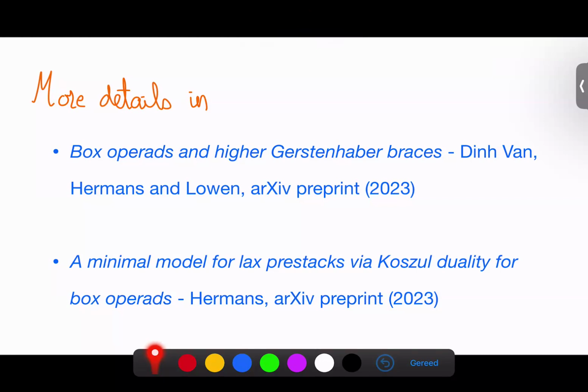Hi, thanks for the talk. I was wondering if you could clarify a bit this remark you made that there's a small difference between box operads and virtual double categories.